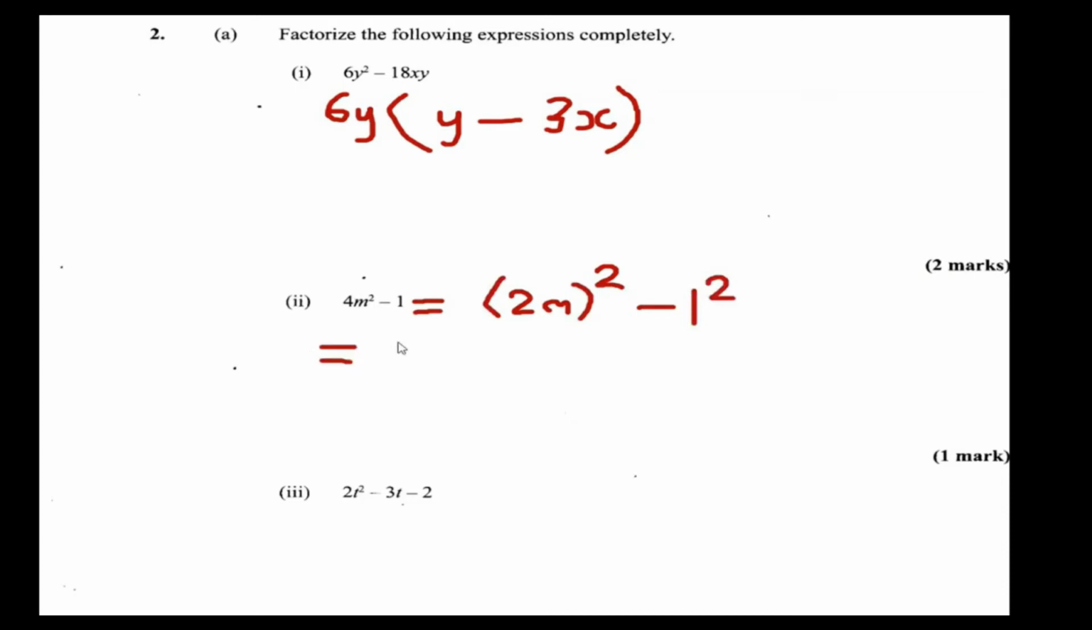Now, when we work this out, what we're going to get is just 2m minus 1 times 2m plus 1. That's applying the difference of two squares. So remember the difference of two squares formula, that a squared minus b squared is equal to a minus b times a plus b. All right, the difference of two squares formula. Nice and easy. That's the solution for this question.